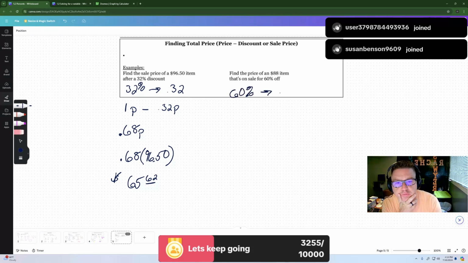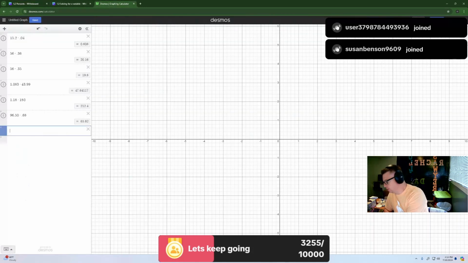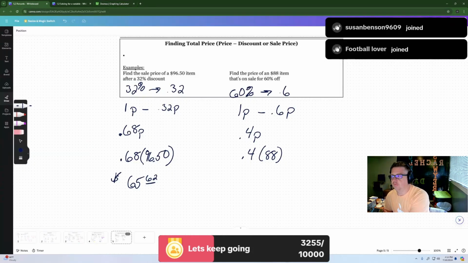60% moves it to 0.6. We have one price minus 0.6 price, which would leave us with only 0.4 price. So 0.4 times 88. It's definitely going to be below 44 because if we cut it in half, that would be 50%. So that would be 44. So make sure your answer makes sense. So even before I do this, it better be lower than 44, which it is, 35.20. So $35.20 would be our final cost.